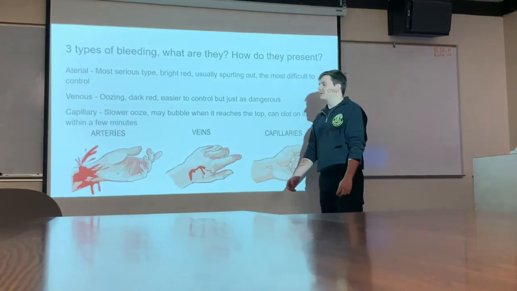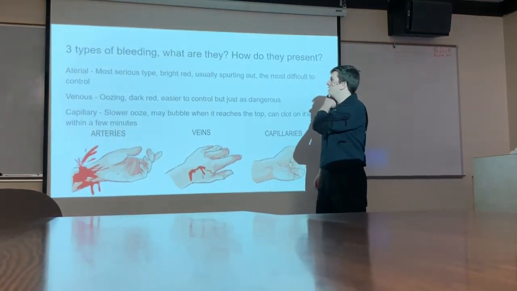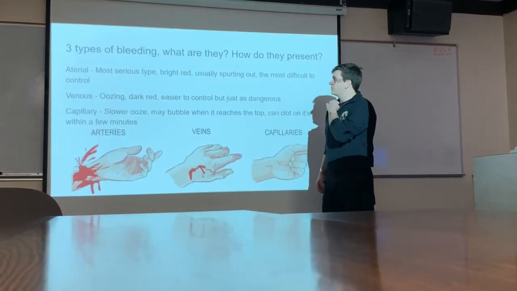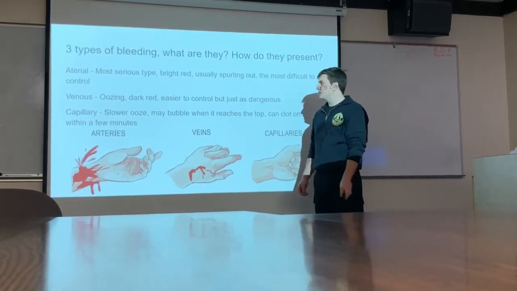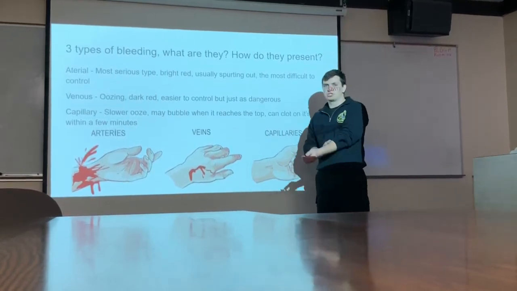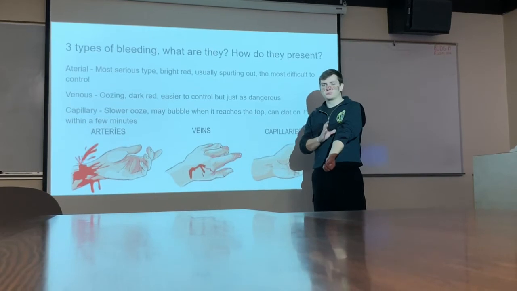So we have 3 types of bleeding. What are they and how do they present? Arterial bleeds are the most serious type. They're going to be bright red and usually spurting out because it's on an artery, so that's where the most pressure is.